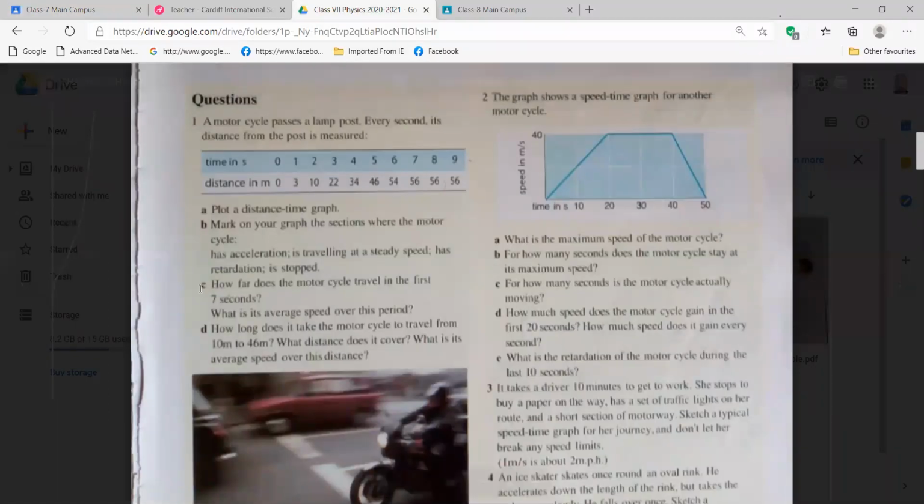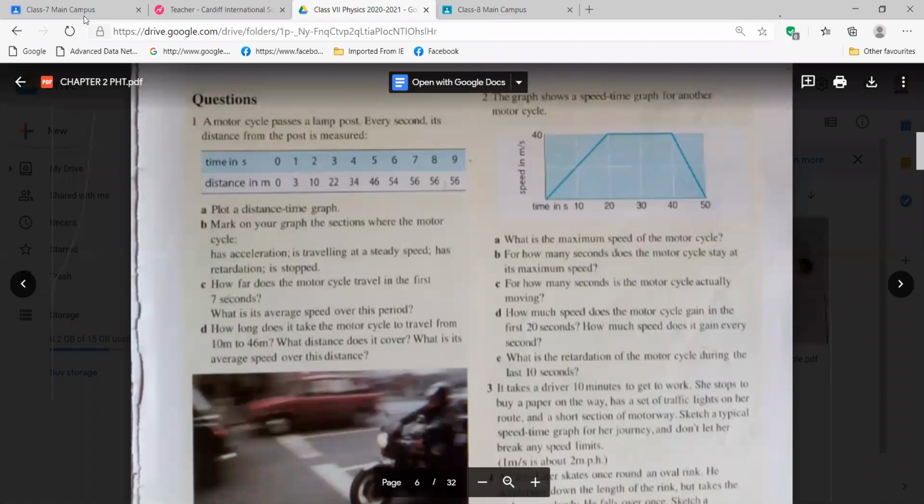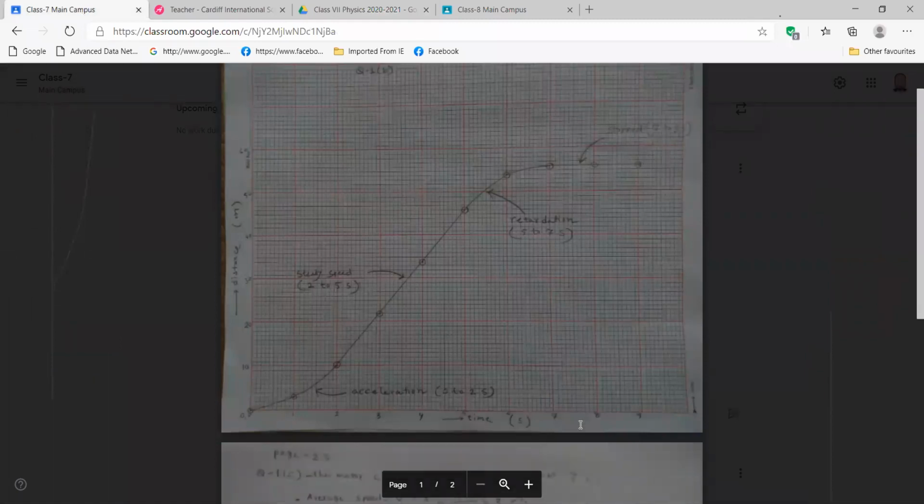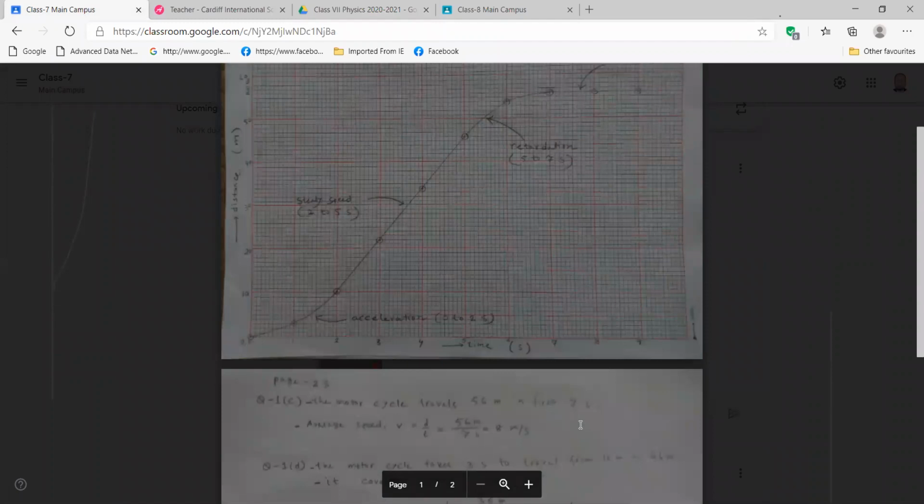Now you found C first part, then second part. They are asking what is the average speed over this period. That means for these 7 seconds, what is the average speed? What is the formula for it? Distance over time taken. So what is your distance here? 56 by 7. Then what is the answer? 8 meters per second.